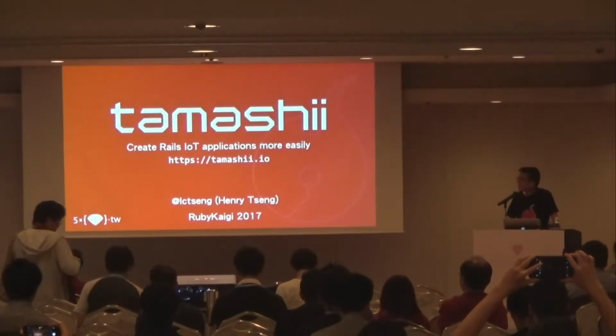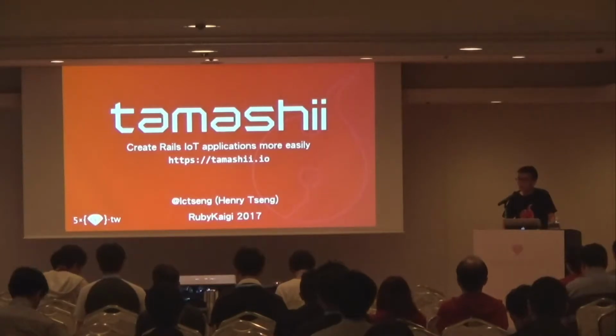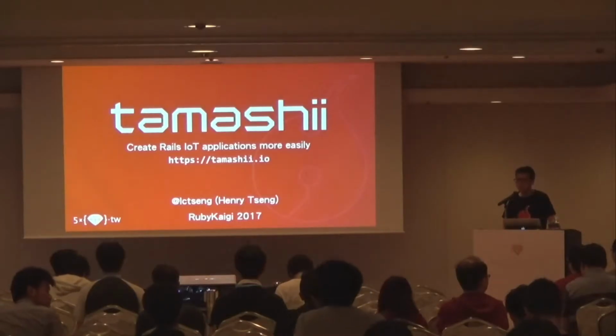Today it is my honor to introduce Tamashii to you. The purpose of Tamashii is to make it easier to create Rails IoT applications, and I will share some ideas for creating Tamashii and the applications that are based on it.